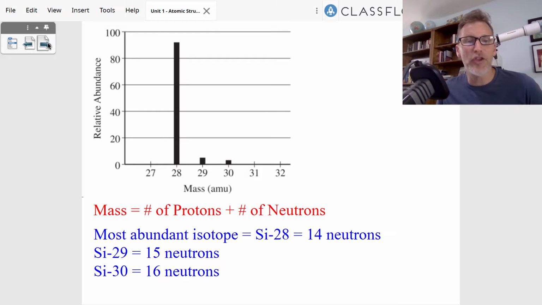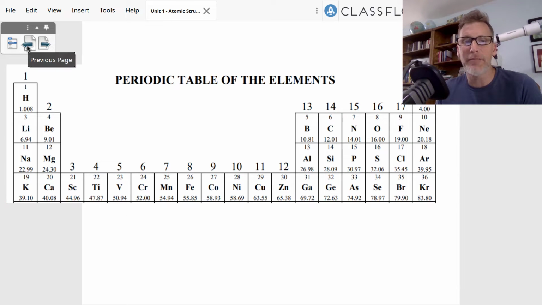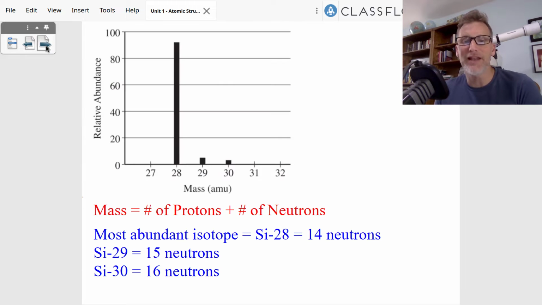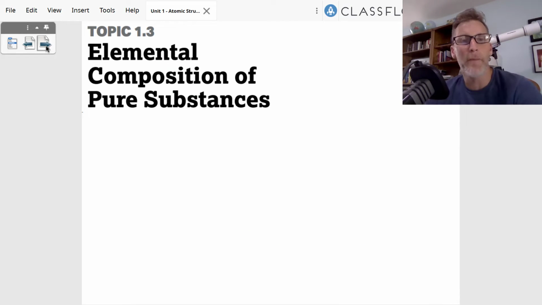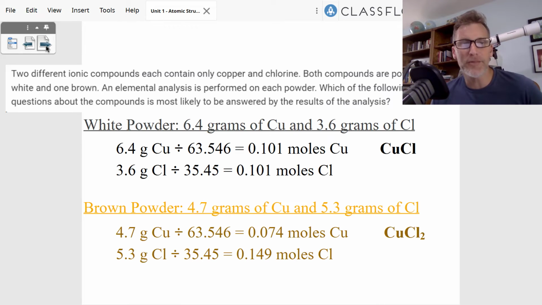And again, we said there's 3 isotopes. The most abundant isotope is silicon-28, which the number of protons and neutrons equals the atomic mass. So if silicon has 14 protons, then that must mean silicon-28 has 14 neutrons, silicon-29 has 15, and silicon-30 has 16. That's topic 1.2. Topic 1.3 is the elemental composition of pure substances.